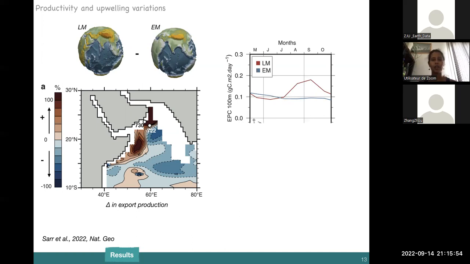If we look at seasonal variation to better understand the mechanism driving this strong change in biological activity, this is the right plot, where I display the same variable, but this time with seasonal evolution from May to October. Red is the late Miocene, blue is the early Miocene. And what you see here is that the strong increase in the late Miocene simulation is fully driven by a strong seasonal increase in productivity during the late summer, while in the early Miocene simulation, the productivity remained low over the whole season and never increased.